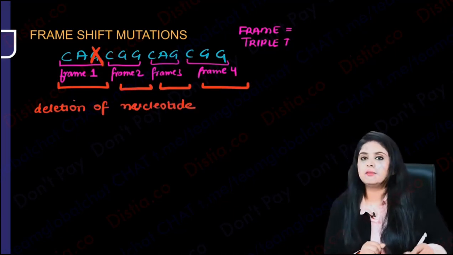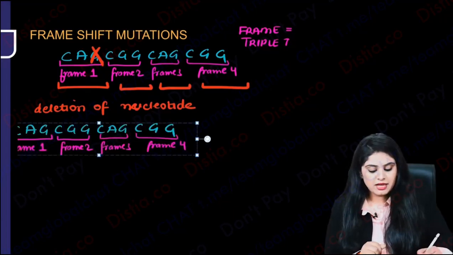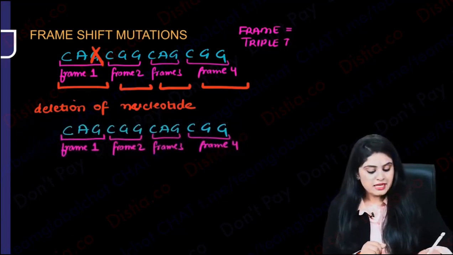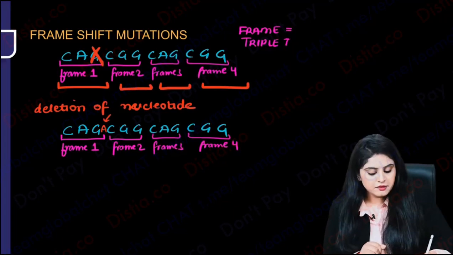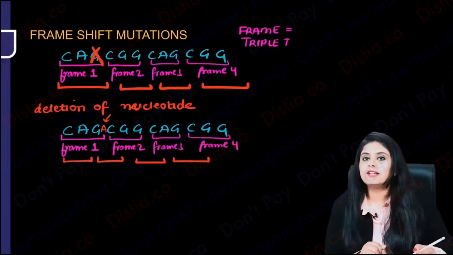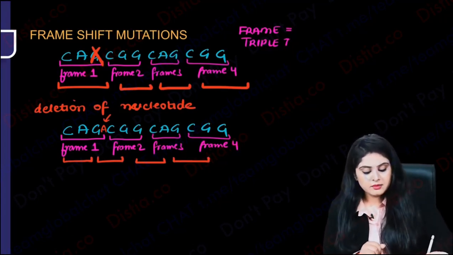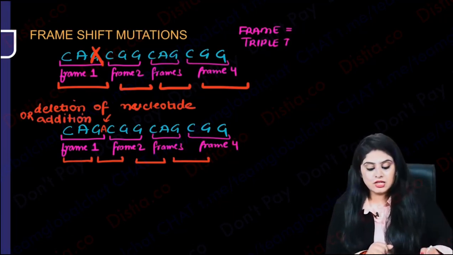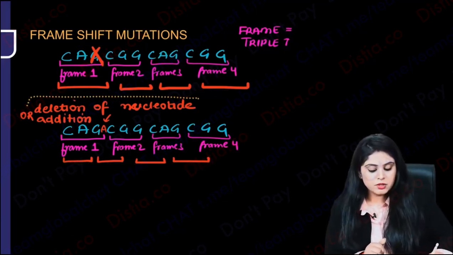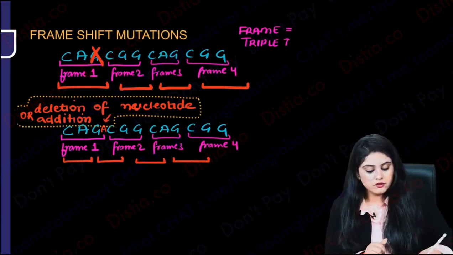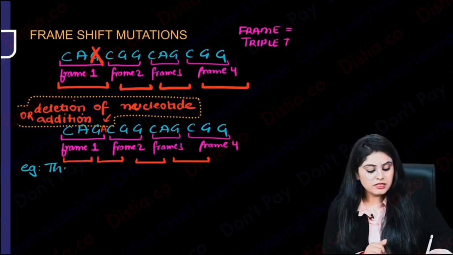Similarly, if I would have added something. So for example, guys, if I end up adding something over here like A, what do you think is going to be your frame? The first frame is CAG, but the second becomes ACG, GCA, GCG. So again the frames have changed. So it could either be a deletion or an addition of a nucleotide. Both of them result in a shift in the frame. So simply, a frame shift mutation is because of a deletion or an addition of a nucleotide, and that is also seen in cases of thalassemia.